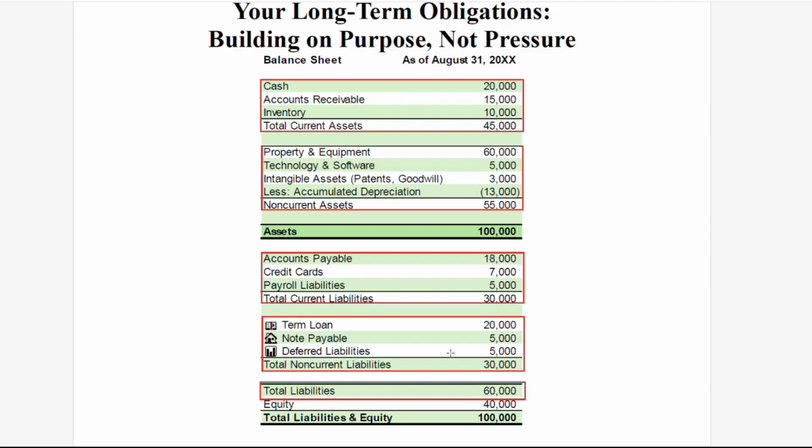And the one other thing that we're going to talk about as far as the fundamentals behind the balance sheet is going to be equity, which we will talk about in the next video.